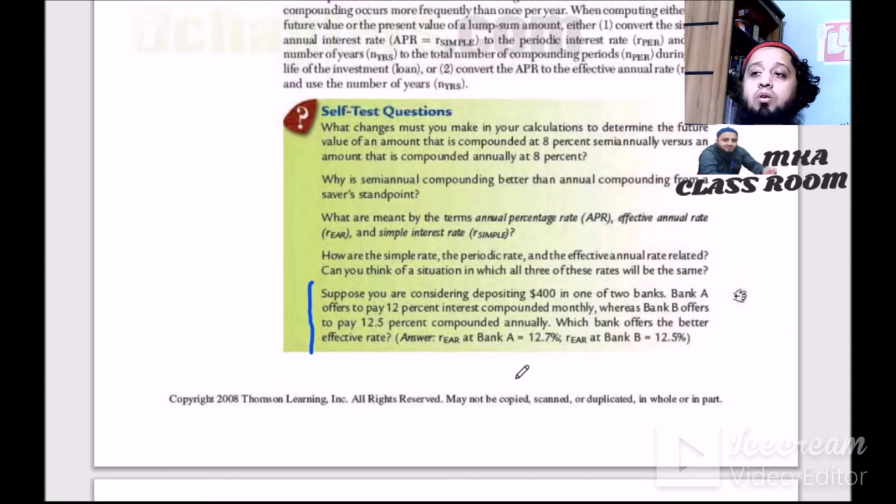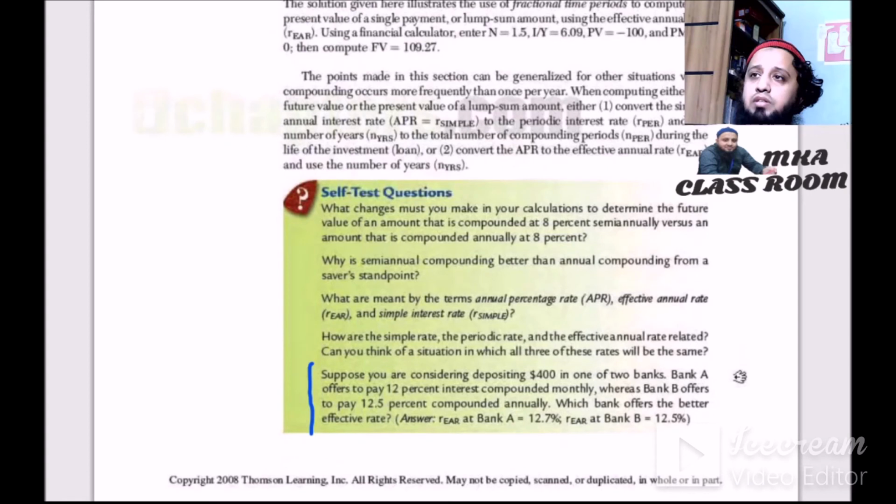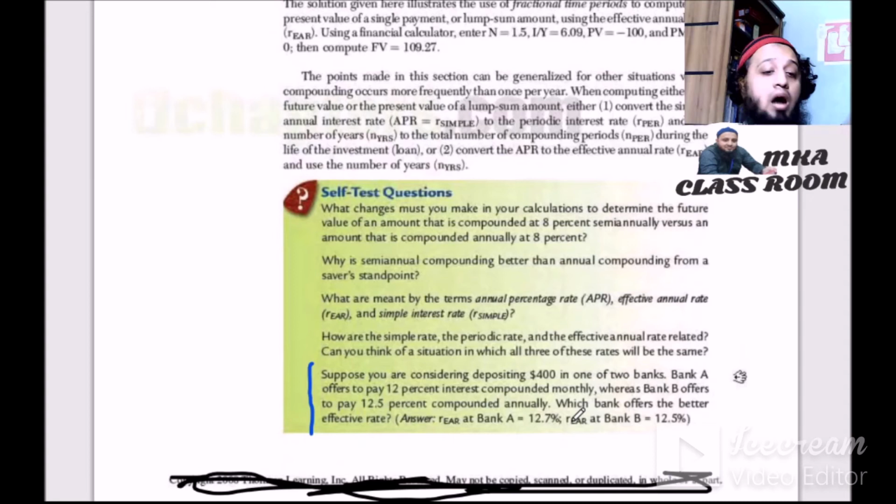Which bank offers the better effective rate? Suppose you are considering investing 4,000 in two banks. One bank provides you 12% compounded monthly, and another bank offers you 12.5% compounded annually. So here it is compounded annually.